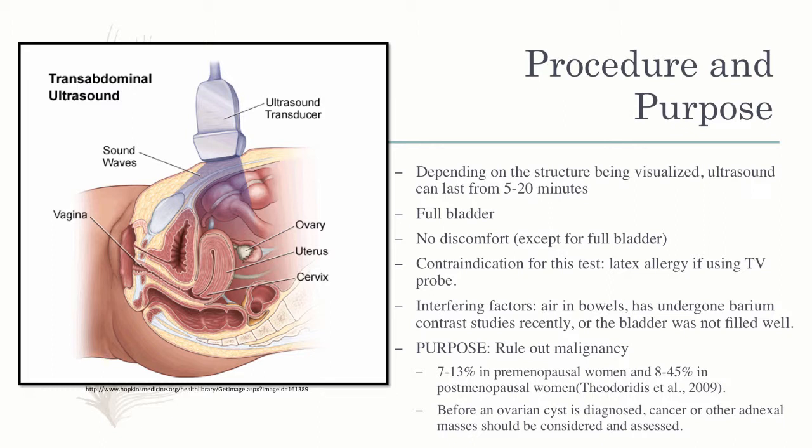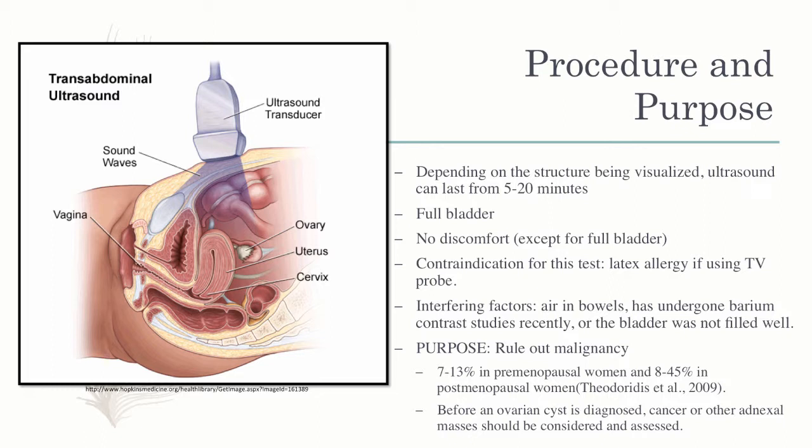Depending on the structure you want to see, it could last from 5 to 20 minutes. A full bladder is recommended. Patients report no discomfort except for if they have a full bladder. The main contraindication for this test is if the person has a latex allergy and they are using a transvaginal probe. A condom is put on the transvaginal probe in order to aid in insertion. Even then, you just pick a different kind of either condom or cover for the probe, and problem solved.